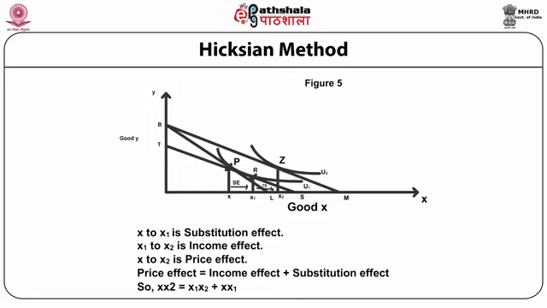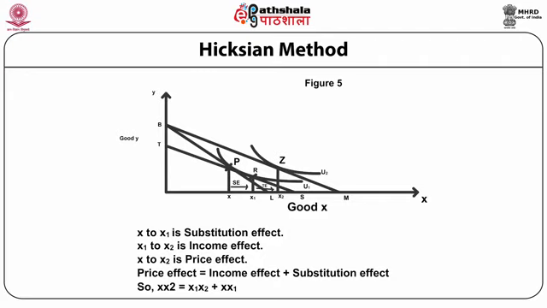Now initially, BL is the budget line which shows the combination of two goods which the consumer can consume given the price of the goods and money income. U1 is the indifference curve, and all the combinations on this indifference curve give him the same level of satisfaction. Consumer equilibrium is at point P, where the consumer consumes OX of good X and OY of good Y.